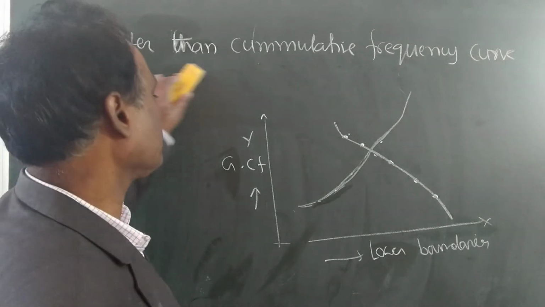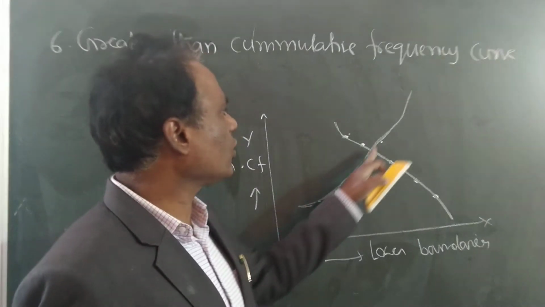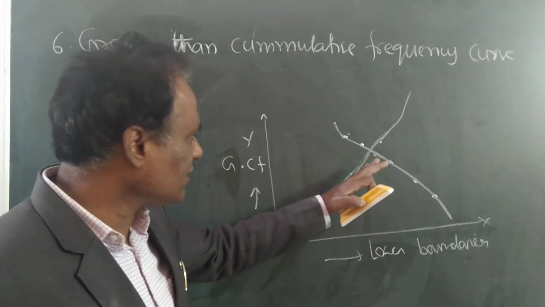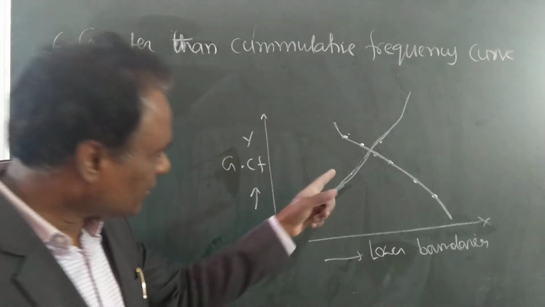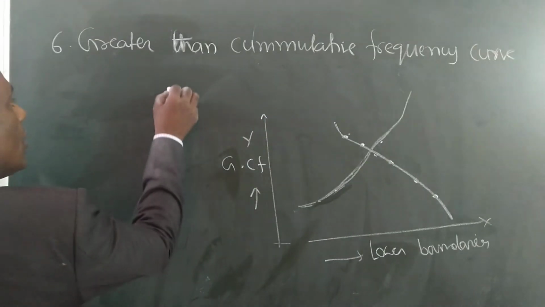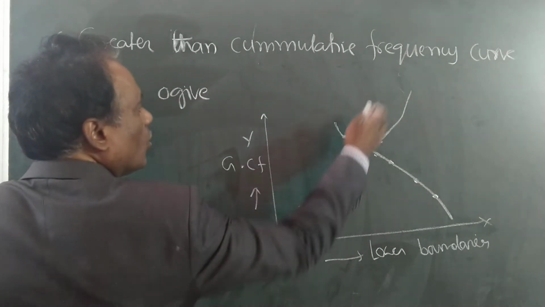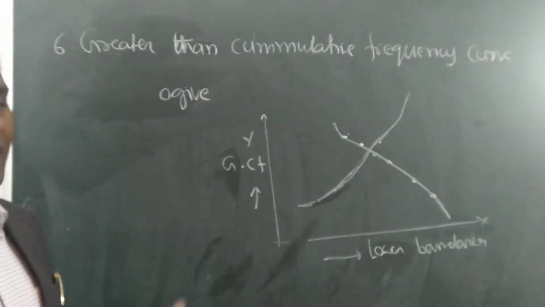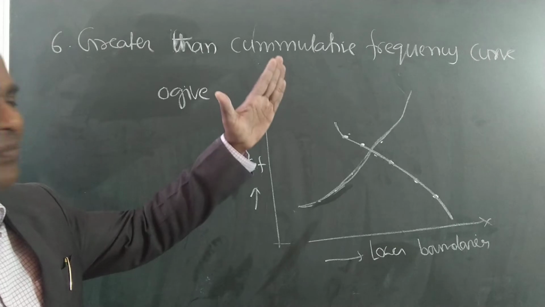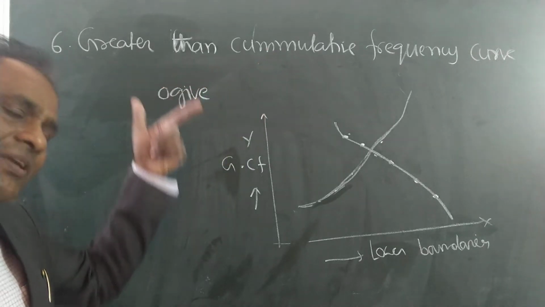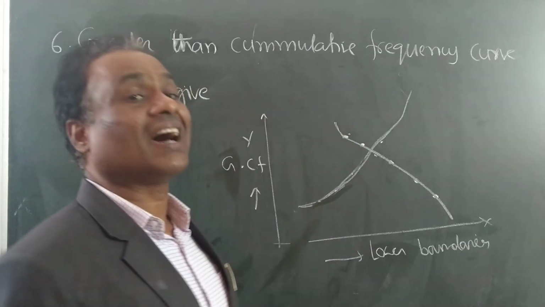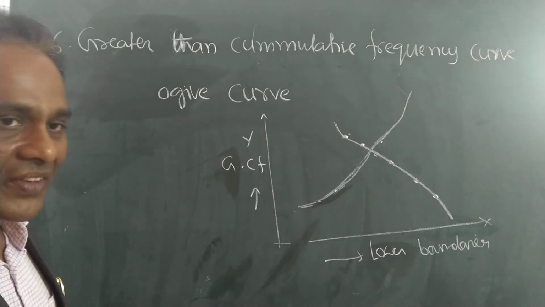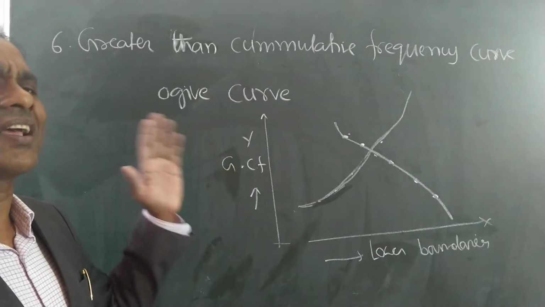Okay. These two curves, the less than cumulative frequency curve and the greater than cumulative frequency curve, have a shape that is also called ogive. Ogive is a name from other languages, not English, and that shape is named ogive. So these curves are also called ogive curves. Both curves are called ogive curves.